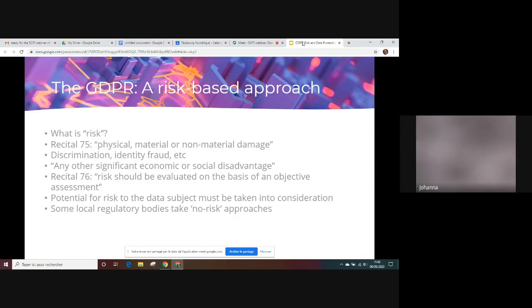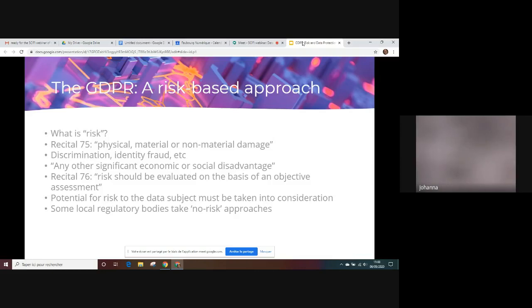Obvious risks include things like discrimination and identity fraud, the possibility of those taking place. But any other significant economic or social disadvantage is also included as a risk. And recital 76 tells us that risk should be evaluated on the basis of an objective assessment. And the data controller, the person in charge of data processing in a company, must take the potential for risks to the data subject into consideration when selecting what can be processed and how. So this is the risk approach.